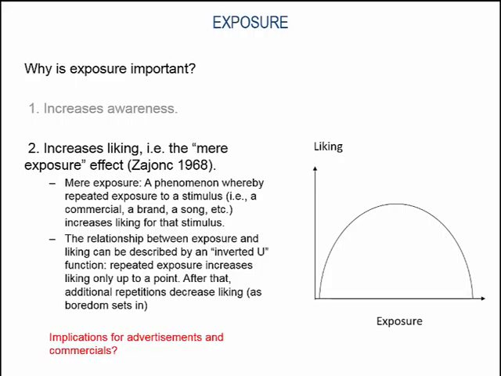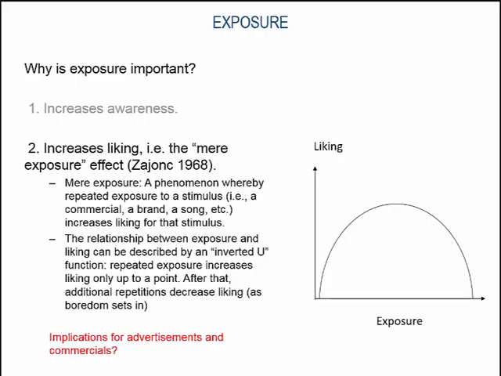Now, exposure has some additional effects besides creating awareness. Repeated exposure, for example, to an object or a message increases liking for this object or message. This effect was discovered by a psychologist, Robert Zajonc, in 1968, and it is known as the so-called mere exposure effect. It applies to pretty much any type of stimulus. For example, think how sometimes when you hear a new song or album for the first time, you may not like it very much. But then the more you listen to it, the more the music grows on you.